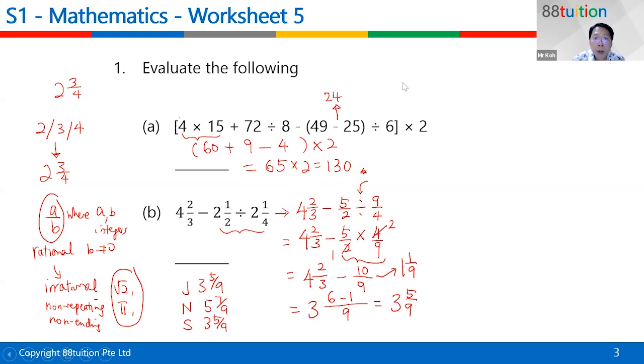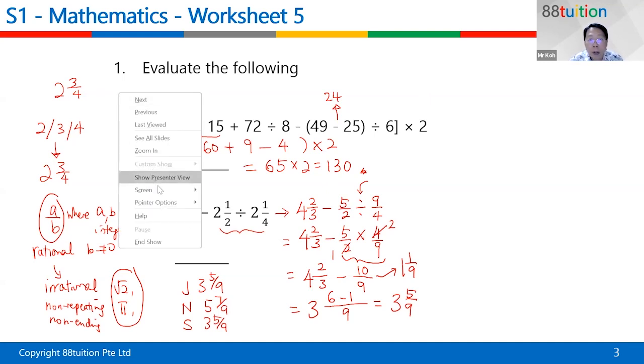Okay, is that all right, Nikhil? Oh, was there a typing error? The actual is 3 and 5 over 9. All right, never mind. Mr. Ko will change that. Okay, so good job, everybody. You got it correct.